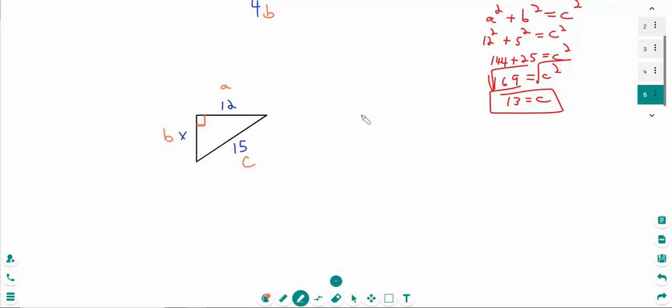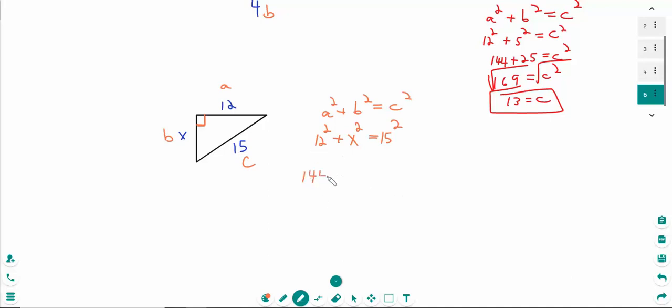So what's our formula? Our formula is a squared plus b squared equals c squared. What's the a squared? Well, that's the 12, so we can plug that in. The b, well, that's the x, so we don't know what that is. I'll keep it as the x since that's what it is in the problem. That's an unknown. C squared, we know that. That's 15.